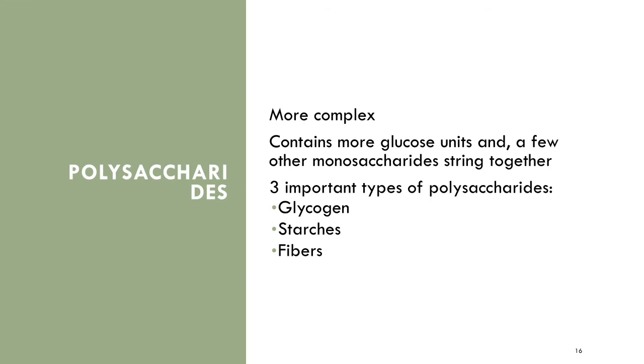Let's talk about polysaccharides. Like I said before, polysaccharides contain 3 or more units of sugar chemically combined together to form a chain. It can be a straight chain or a branched chain, but overall, polysaccharides are definitely more complex than the disaccharides and the monosaccharides. They usually contain many glucose units and a few other monosaccharides strung together. The 3 important types of polysaccharides in nutrition are glycogen, starches, and fibers.